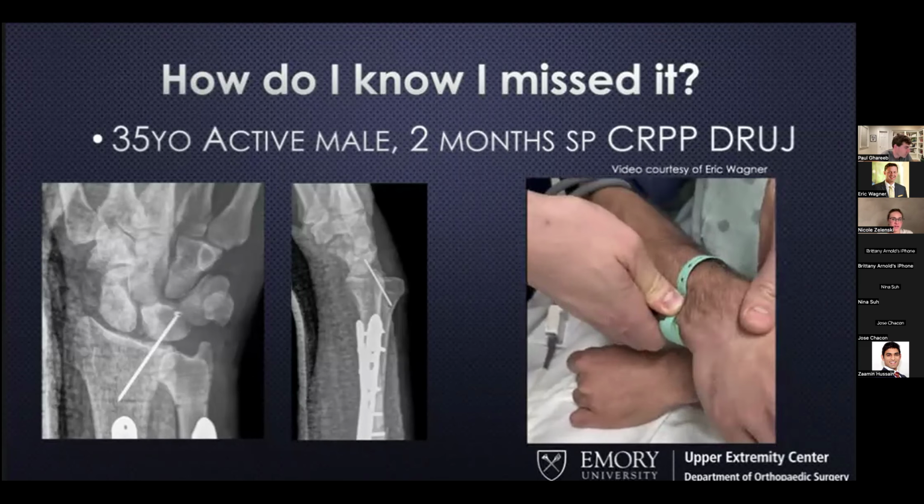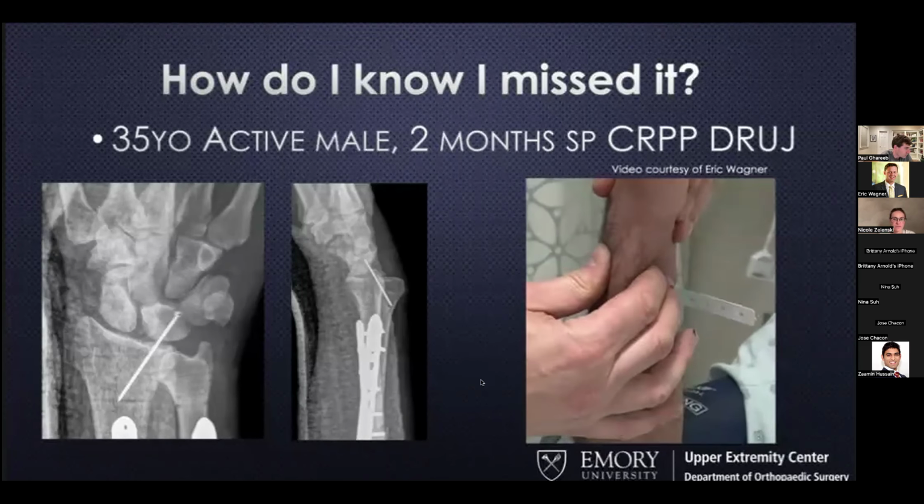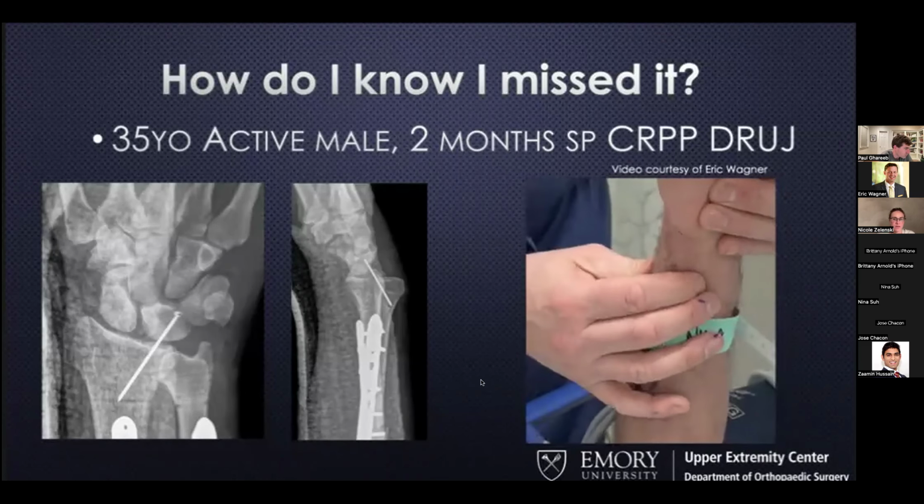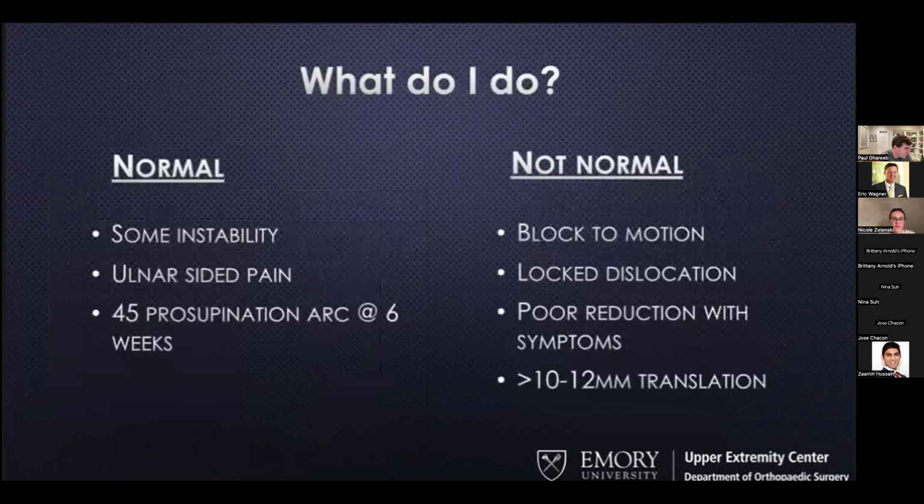So this is a patient of Dr. Wagner's. He's 35, he's 2 months out. And I think that this video really shows very nice instability of the DRUJ on exam on the Ballottement test. So this is sort of what I consider normal recovery after a distal radius fracture. So it's normal to have some instability. We know that. It's definitely normal to have ulnar-sided pain for up to a year after surgery. Doesn't necessarily mean it's unstable.